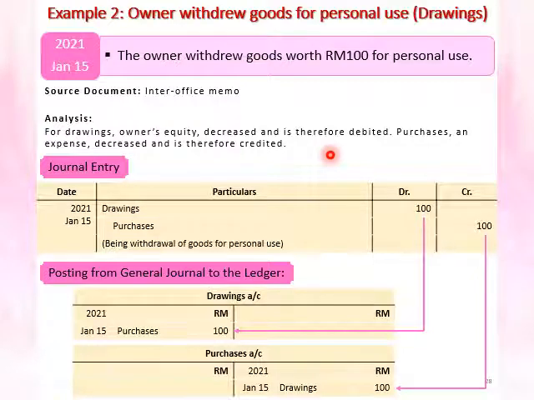So for the journal entry, our particulars will be debit drawings, credit purchases with the amount of 100 ringgit. The narration will be being withdrawal of goods for personal use. So from this journal entry, we will transfer to the general ledger. In the drawings account, we will debit 100 ringgit for the purchases, and in the purchases account, we will credit 100 ringgit also for the drawings, and the date will be on the January 15.